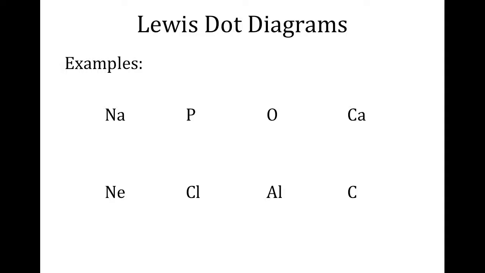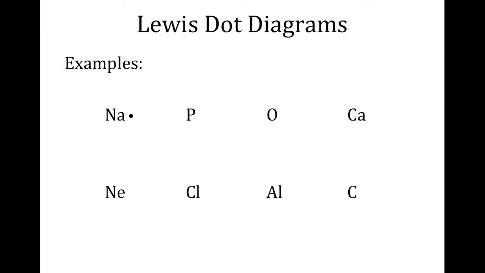Alright, so let's do a few examples. If we have sodium, if we look on our periodic table, it is in group 1. It's in the first column. That means it has 1 valence electron. So this one's really easy. We just draw one dot on one side of the atom. It does not matter which side that dot is drawn on.